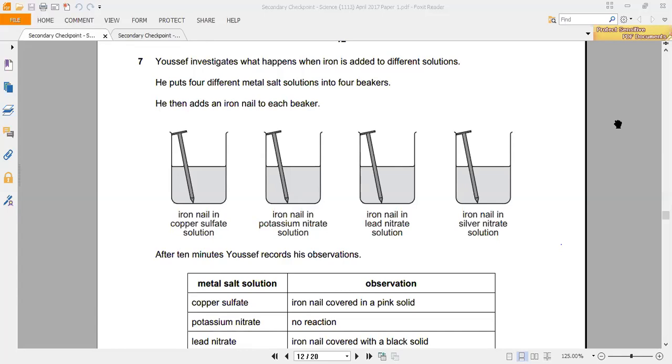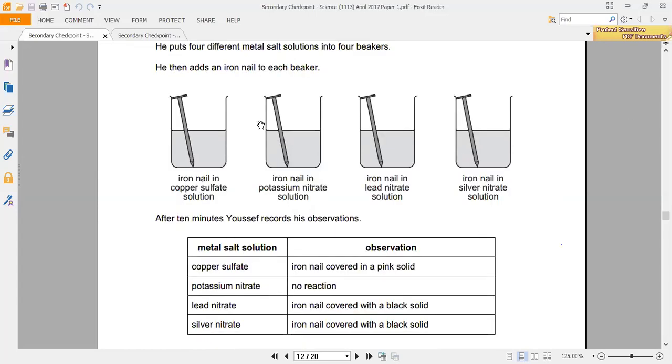Salt solutions into 4 beakers. He then adds an iron nail to each beaker. If you look here for the beakers, we have 4, okay? We have iron nail, that's in all of them, but the solutions are different. Here we have the copper sulfate solution, potassium nitrate solution, lead nitrate solution, silver nitrate solution.